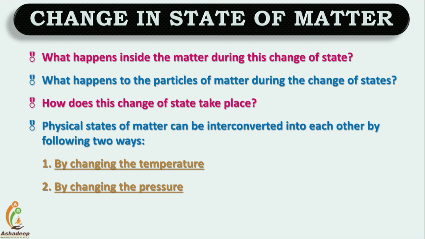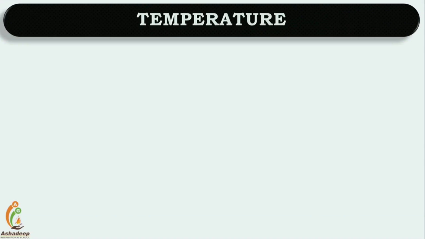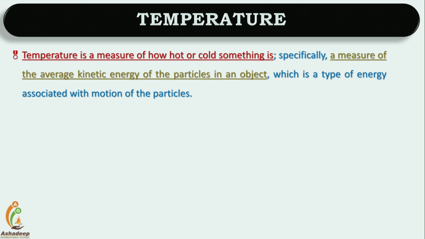But when there is a change in state of matter, there are a few things we have to consider, and we will come to the answers. That is, what will happen inside matter, what will happen to the particles, and how does this change take place. So all this we have to consider. We'll understand these things in a later class. First, we will understand what temperature is, and after that we will move to change in state of matter because of change in temperature.